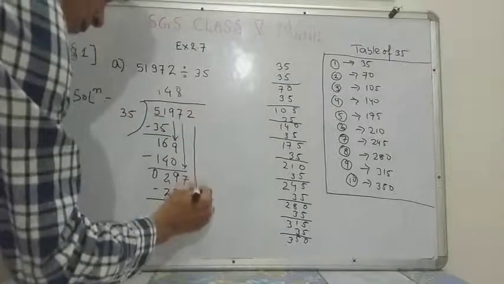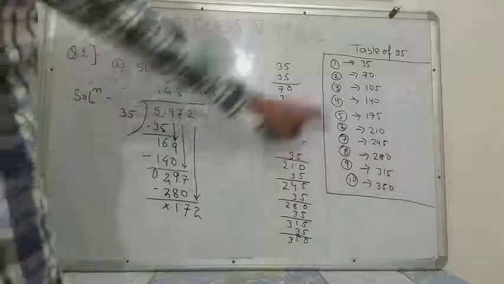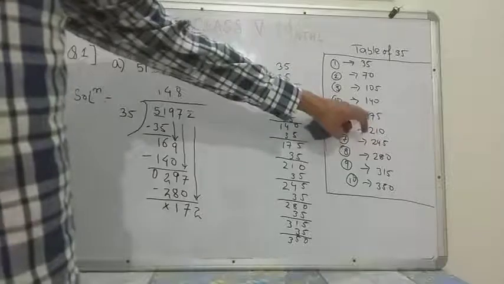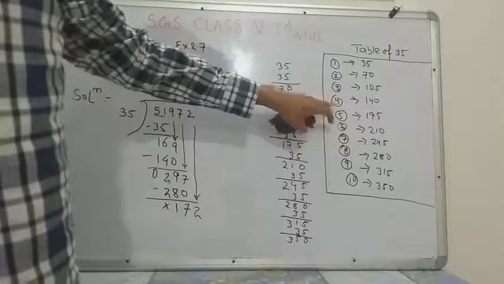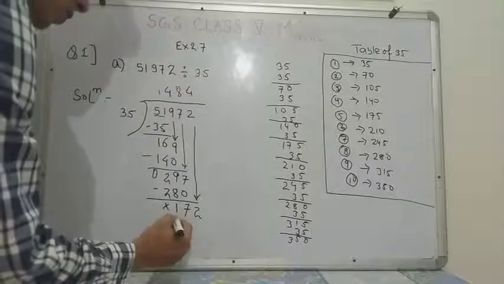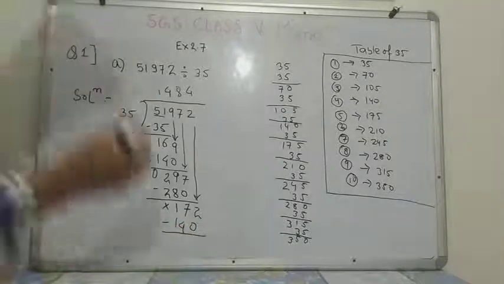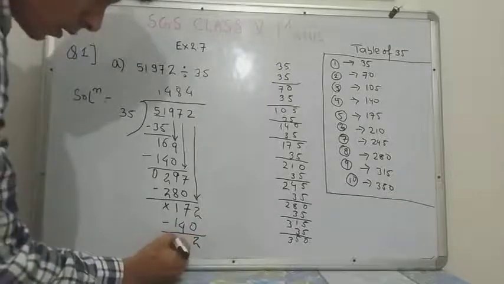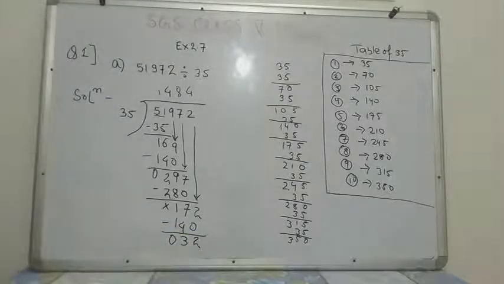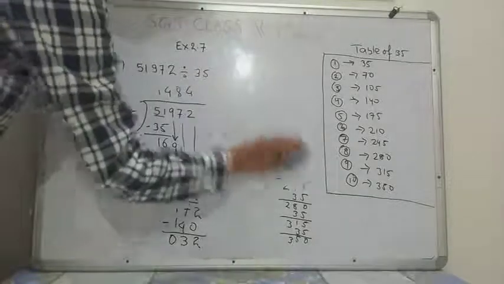Again we put down the remaining digit, and we get 172. We check whether 172 comes under the multiples of 35. 172 is less than 175 but greater than 140, so we choose 4 times, that is 35 into 4 is equal to 140. Now we subtract and we get our final remainder, 32. So this is the way of division. I hope you understand very well.